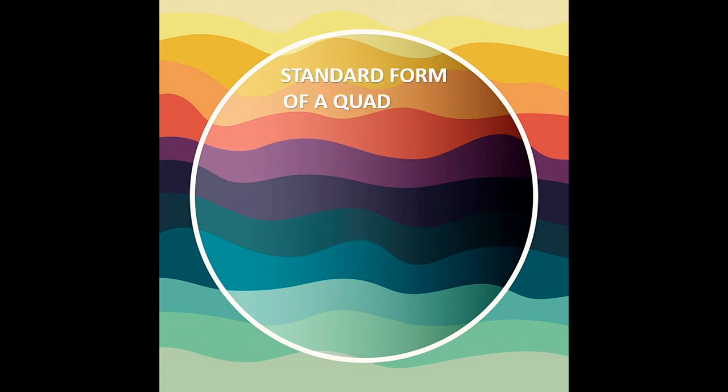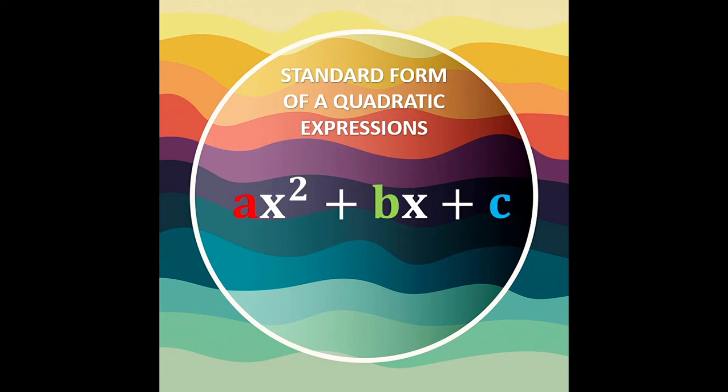Now, the standard form of a quadratic expression is written as ax squared plus bx plus c. In this video, we will be working out an equation, and it would be written as 3x squared minus 5x minus 2. So we are going to factorize this expression.